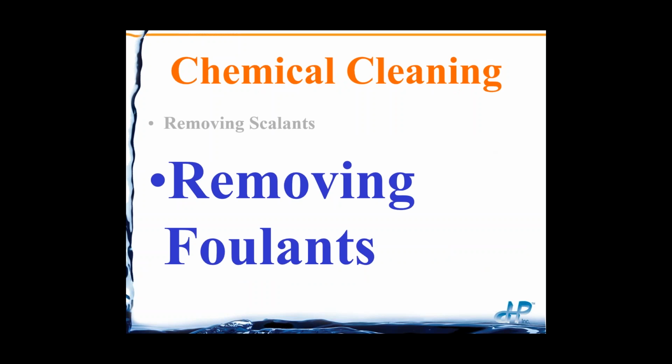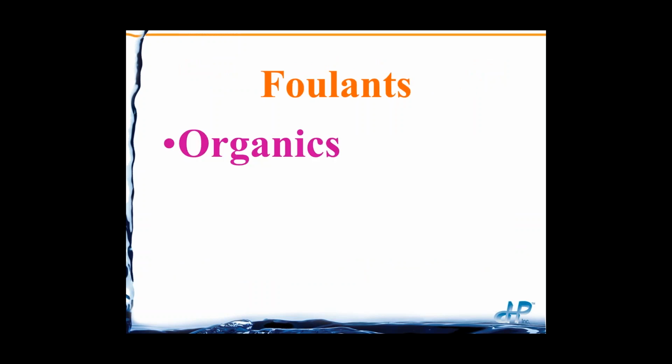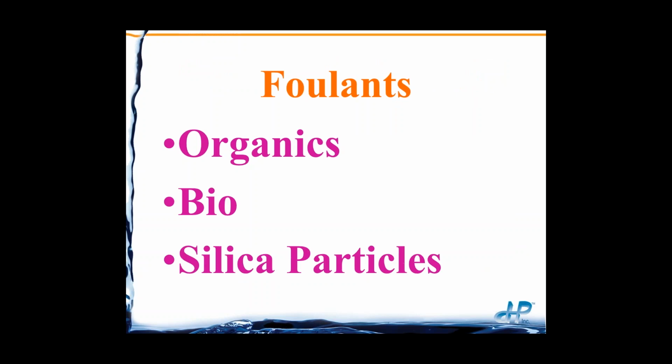Then removing foulants. Again, we're looking at surface foulants and feedwater foulants. 3 general categories are the most common: organics, bio, and silica. Now, some of you may have iron fouling. You may have other types of particulate or inorganic types of fouling. But these certainly we see the most, and organic and bio probably the most.